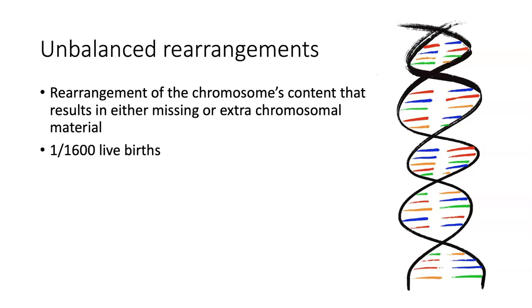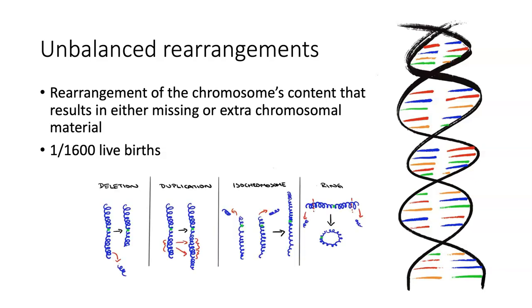An unbalanced structural rearrangement is when there is missing or extra chromosomal material, resulting in a gene dosage disruption and a possible clinical phenotype. These types of rearrangements affect about 1 in 1,600 live births. Unbalanced rearrangements are often due to deletion or duplication of multiple genes, resulting in a partial monosomy or trisomy for a collection of genes. There are also unbalanced rearrangements due to ring chromosomes and isochromosomes.